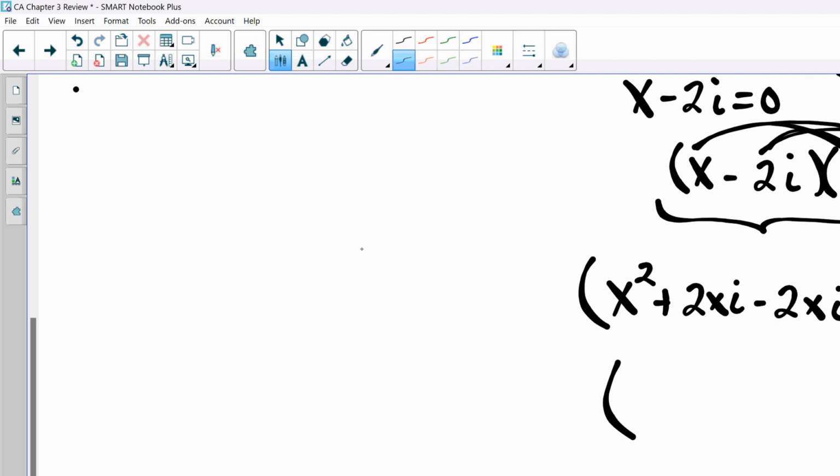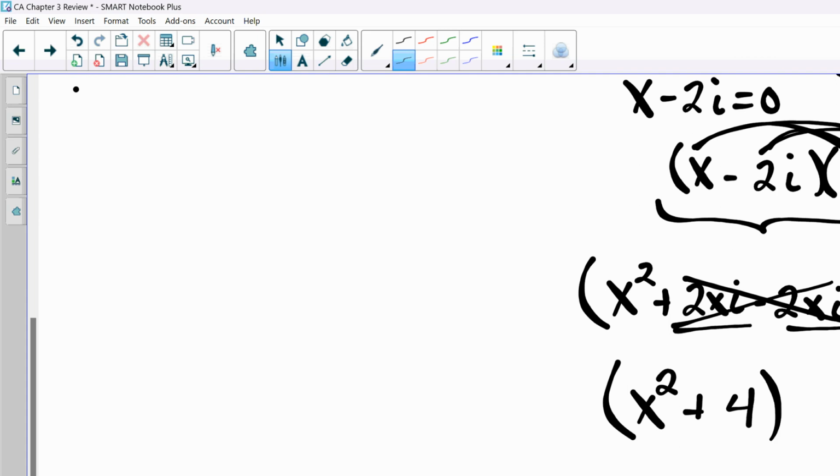Now at this point we could multiply again, but I would want to simplify, combine like terms. Because if we look at the first one, 2xi minus 2xi is 0. So all we're left with is we have the x squared, and we have negative 4i squared. Well, what is i squared? Negative 1. Negative 4 times negative 1 is really just saying that this is plus 4.